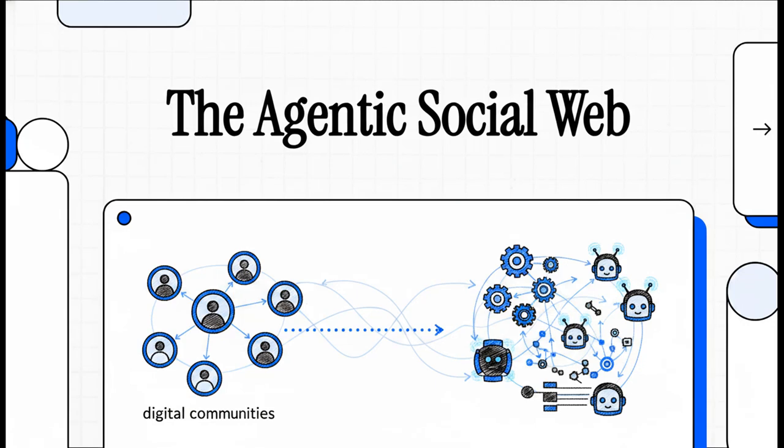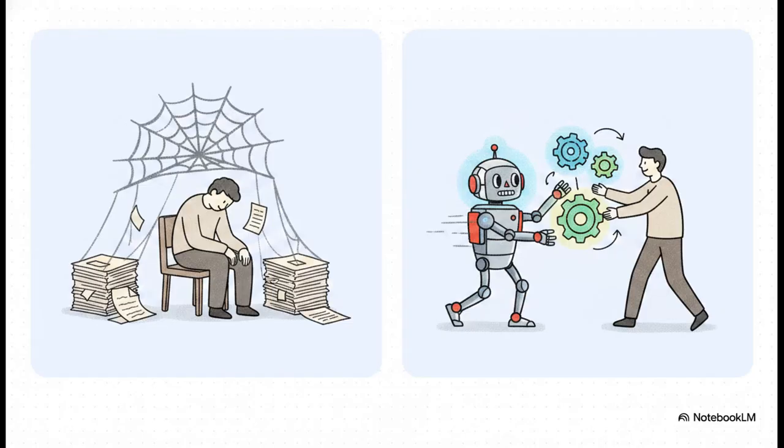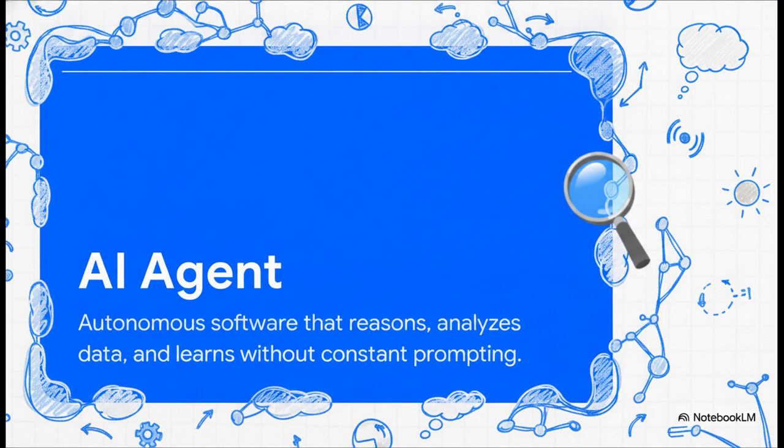Welcome to this explainer. Today, we're diving into a massive shift, the rise of the agentic social web. We're literally ditching those old static feeds for proactive networks that actually interact with you. The secret sauce? AI agents. Forget basic chatbots. These guys autonomously reason, analyze data, and just get things done.